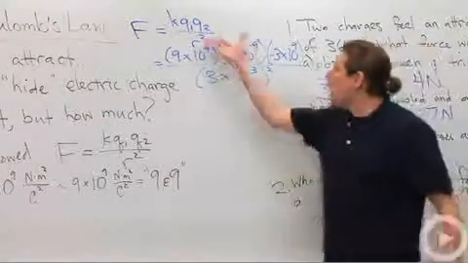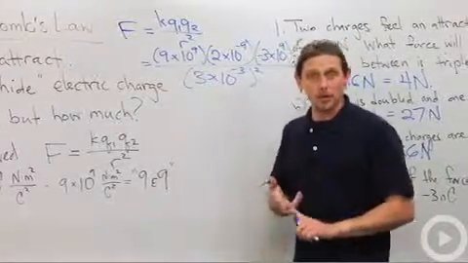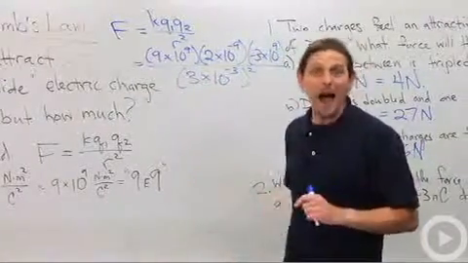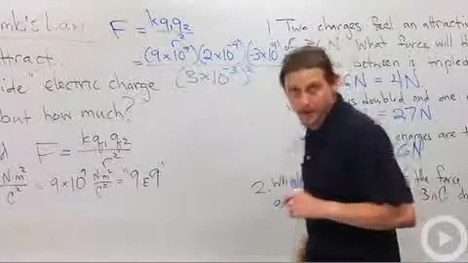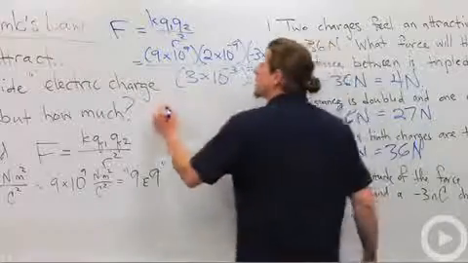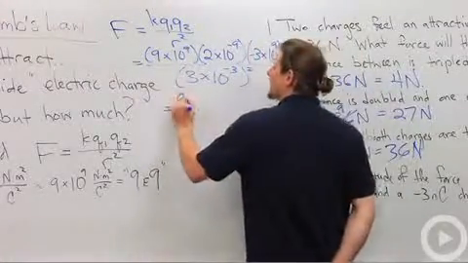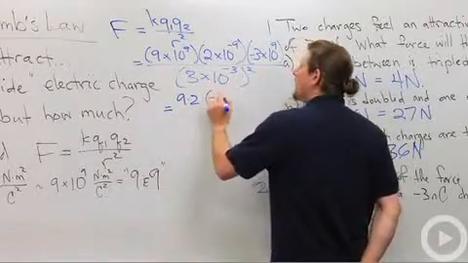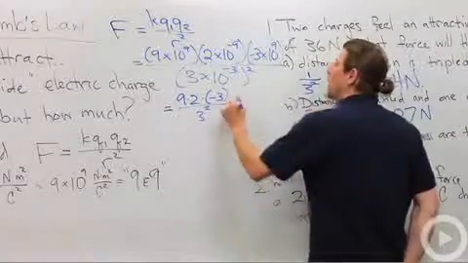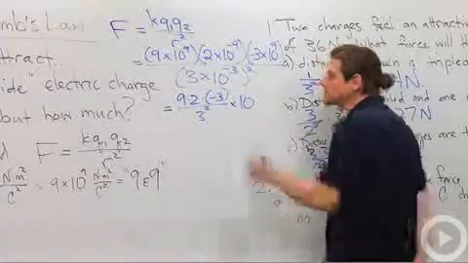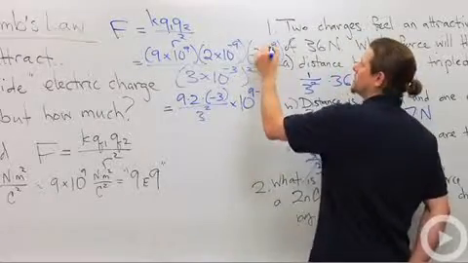Now, this always happens, or almost always happens, when we're doing electrostatic problems and also in gravity problems. We've got bunches of numbers and bunches of tens all multiplied and divided. The easiest way to do this is to do all the numbers first and then do all the tens. So I'll write this as 9 times 2 times negative 3 over 3 squared. So I just did the numbers, and now we'll do the tens. 9 minus 9. Oh, this should be minus 9.